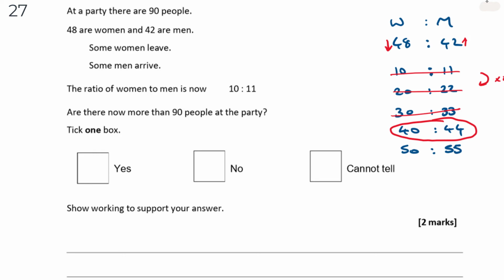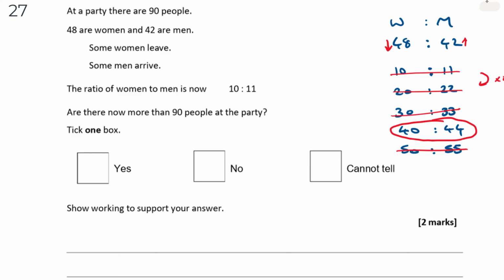And then what about the other one, 50 to 55? That one doesn't work again, does it? Because then there are too many women. That means the number of women would have gone up rather than down. Okay, so there's only one possible scenario it could be. It must be that there are 40 women and 44 men.